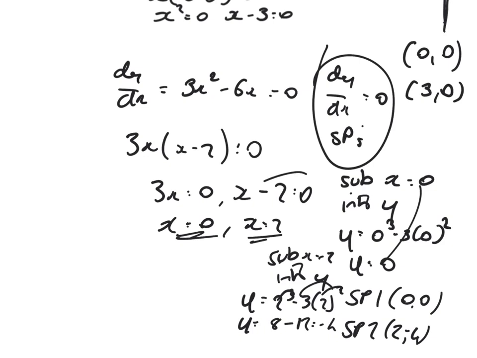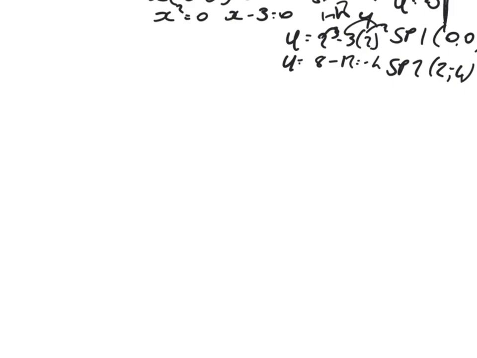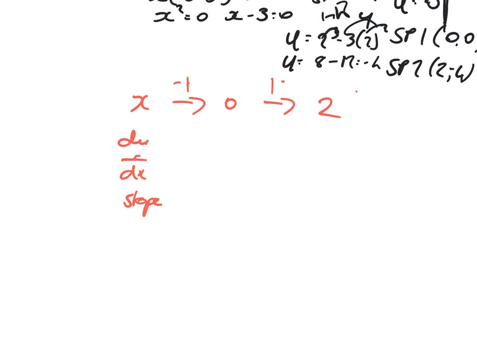Okay, let's now investigate the nature of the stationary points. So that'll be setting up a nature table. Okay, so I've got a stationary point at 0 and a stationary point at 2, and I'm looking to investigate the neighbouring values. So a neighbouring value beforehand could be minus 1, between 0 and 2 could be 1, and after 2 could be 3.